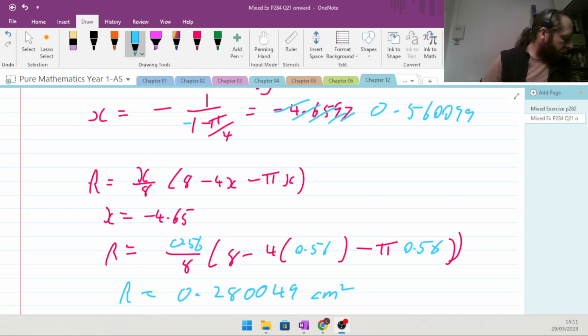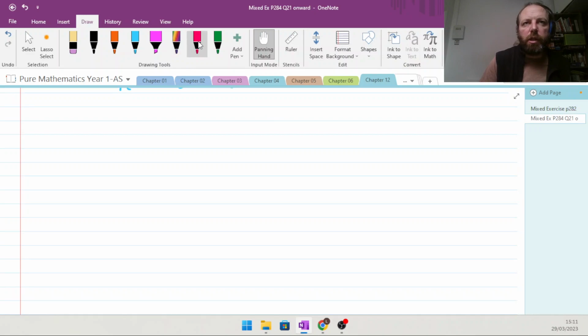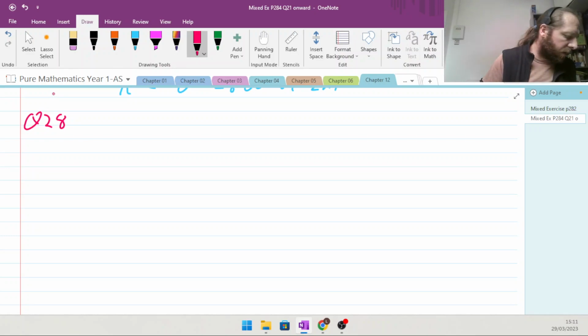Okay, after 26, 27, now on to question 28, which looks a bit familiar. Question 28. All right, a cylindrical biscuit tin has a closely fitting lid which overlaps the tin by 1 centimeter as shown.